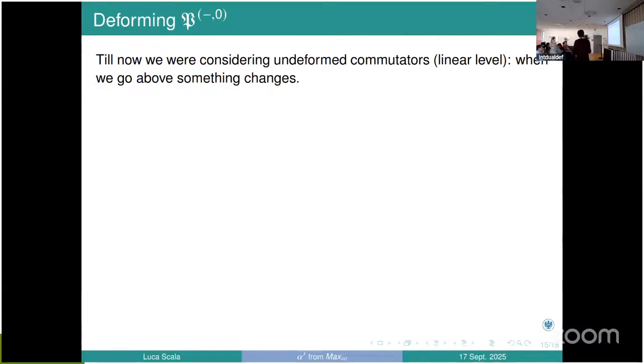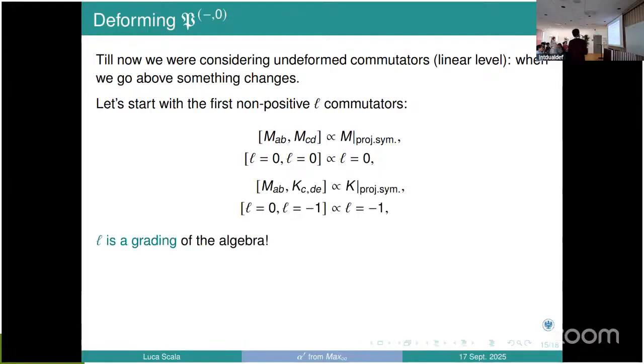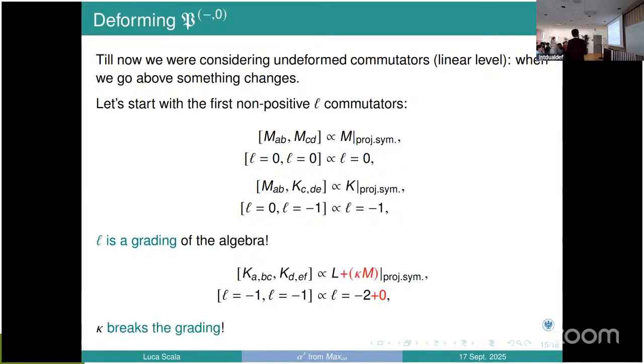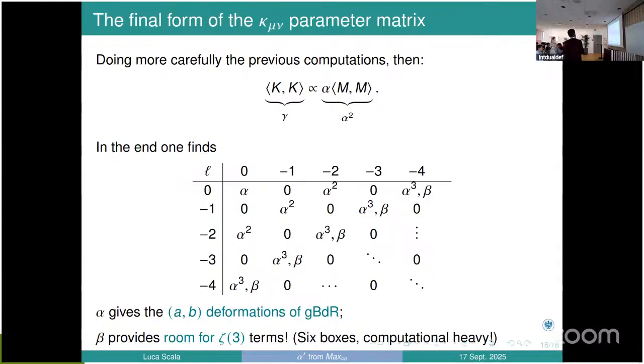The point is that we were considering only the linear level, so underform commutator. But the kappa pairing introduced also some nonlinearity in things. So the ordinary commutators are M with M give M, Lorentz with Lorentz give Lorentz, M with K give K. So L is a grading of the algebra. But when you introduce this kappa, there can be some terms that break this grading, and this commutator is modified. Since this commutator is modified, you can check that these gamma parameters coming from the pairing of K with K is exactly alpha prime. And so at the end, you find this thing here.